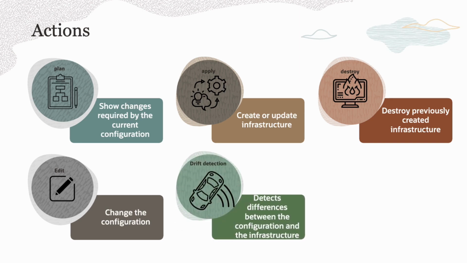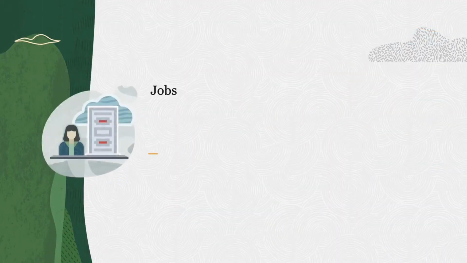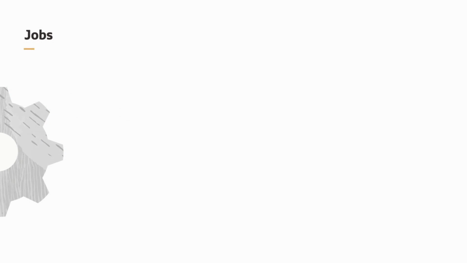Drift detection. This action detects differences between the current configuration and the actual infrastructure, ensuring consistency and helping identify unexpected changes. Import state. This action imports the current state to reflect existing infrastructure, allowing you to manage and track resources that were created outside Terraform. Next, there are jobs. Jobs represent operations performed on stacks, such as creating, updating, or deleting resources. Understanding the job's lifecycle is crucial for managing these operations effectively.